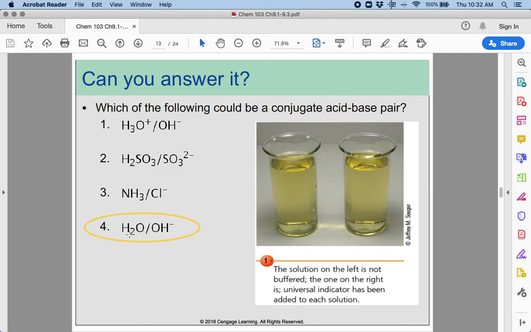Number 4, the H2O loses 1 hydrogen to become OH minus. This is our best option.